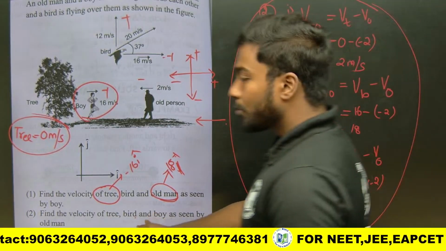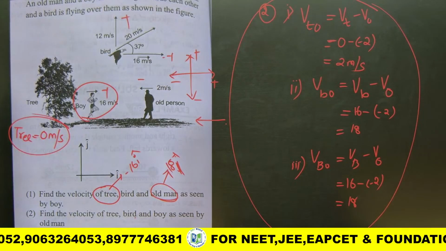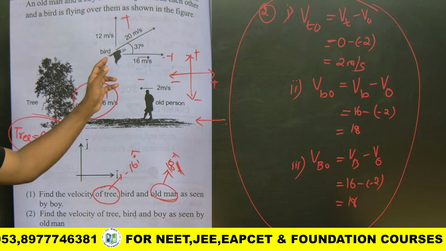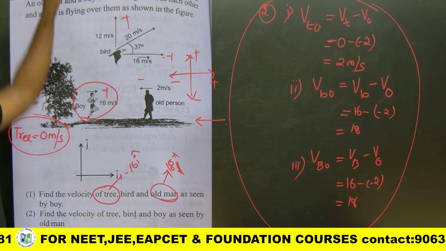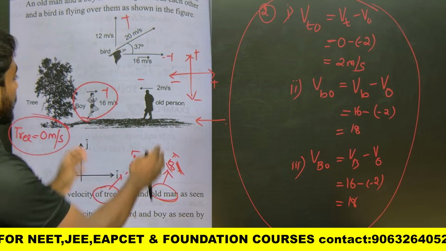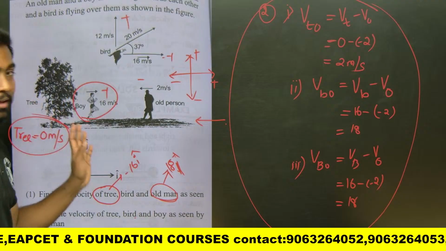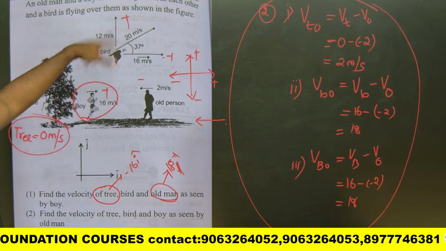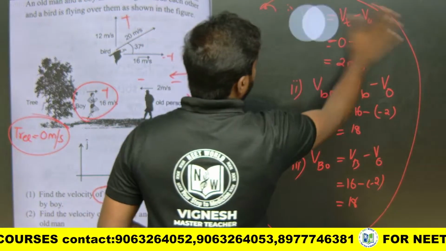But the third part, a little bit confusing. Yes or no? See, if I see the bird, it is going upward along the x-axis as well as the y-axis. I need to take both. But the boy, old person, and tree are everything in the x-axis only, but the bird is in the y-axis also. I need to calculate that also, right?